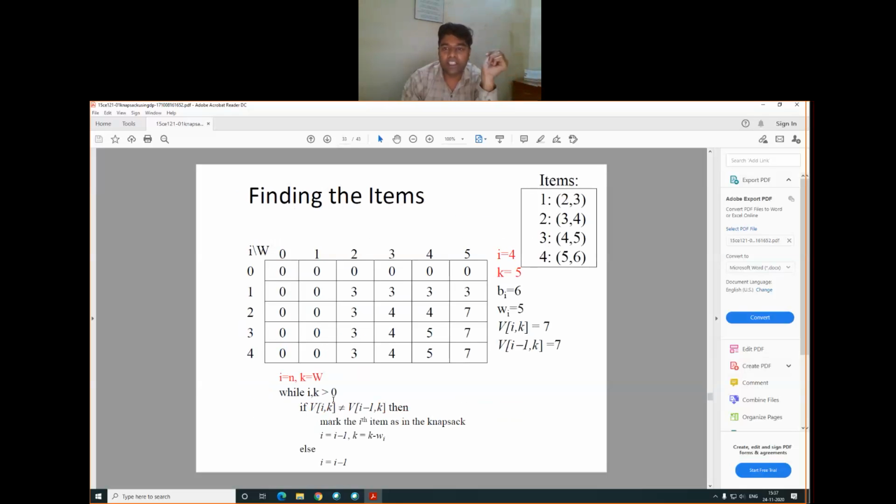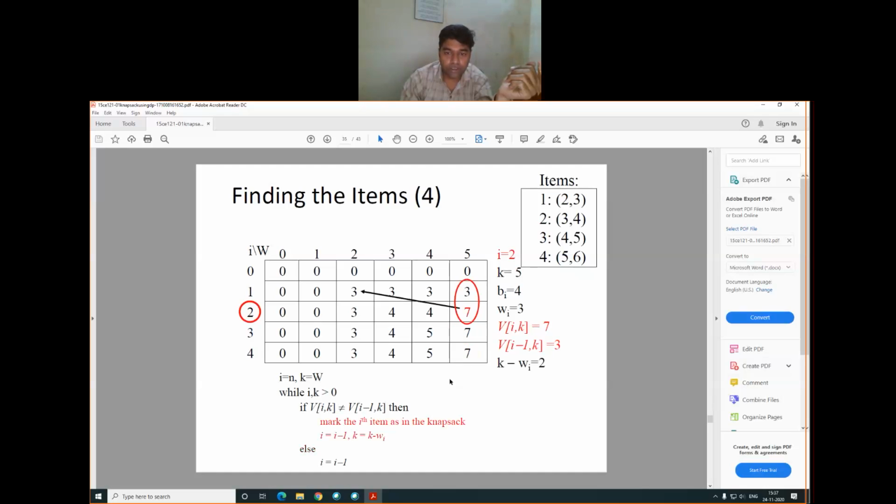Okay, so let's start finding the items, and we trace back through this algorithm. After tracing back, we get that initially i is equal to 4 and k is equal to 5. Okay, so initially V[i,k] and V[i minus 1,k] contain the same value, and i is equal to 3 we have. Okay, and for i equal to 2, that contains the value 2 basically, and after that we have i equal to 1 and k equal to 2. Mark the item i in the knapsack. Okay, so the optimal knapsack should contain items 1 and 2.